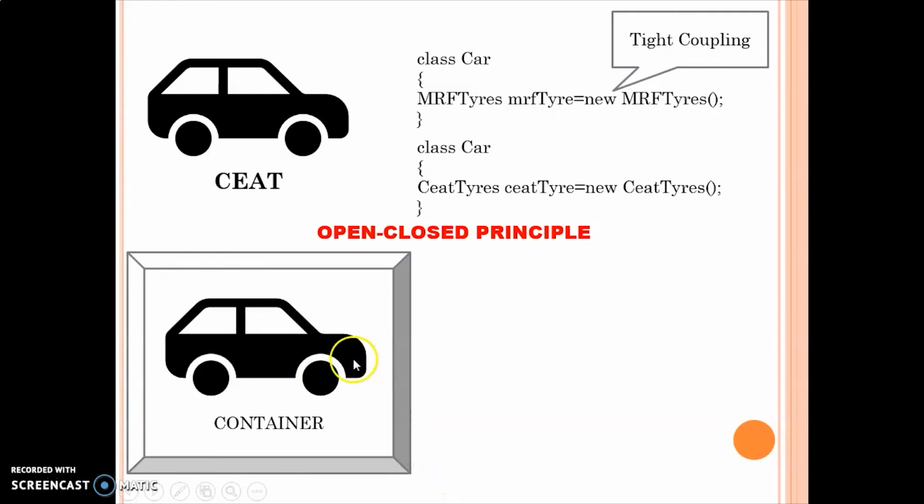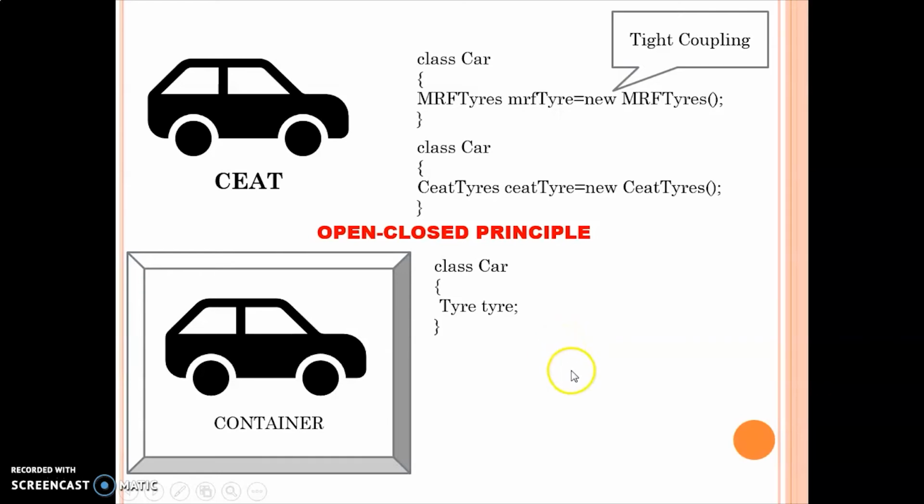Okay, a container, or you can say a framework, which will do this job for us. So what does the car class have to do? The car class has to just declare that I need a tire. The tire could be any tire that you want, right? Today, let's say if you want an MRF tire, you can have an MRF tire. Tomorrow, you want CEAT tires, you can have CEAT tires.